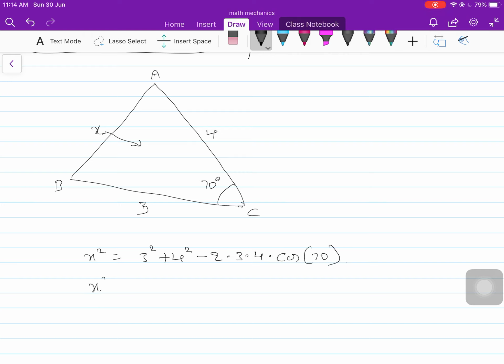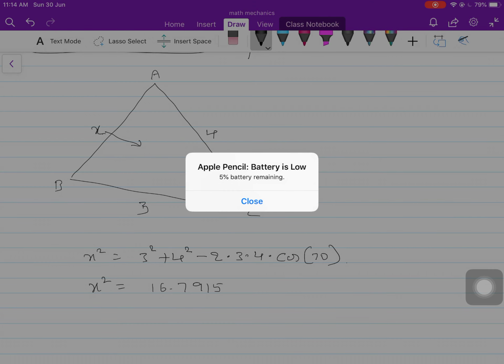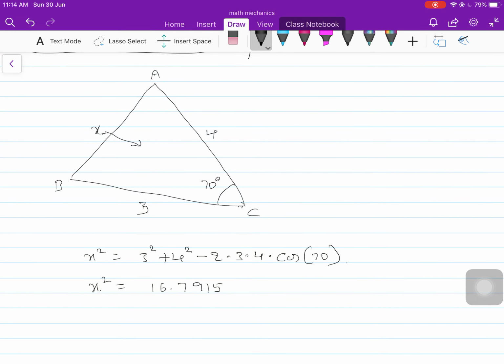Hope this is making sense. So x² is equal to 3² + 4² − 2 into 3 into 4 into cos of the angle opposite to that, so cos of 70. So you end up getting 16.7915. This value is for x². The square root of the answer will be your value of x. So x will be 4.0977. So x value is 4.10. So this is how you find the unknown side using the cosine rule.